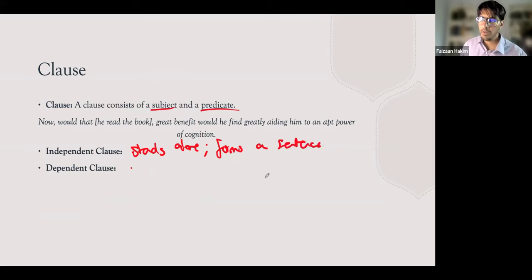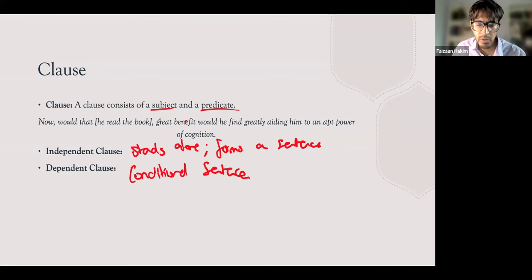Or it can be dependent. That is when the clause is a part of another clause. For example, one example is the conditional sentence. Actually, there's a conditional sentence right here.